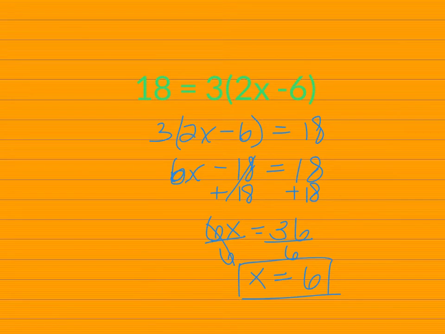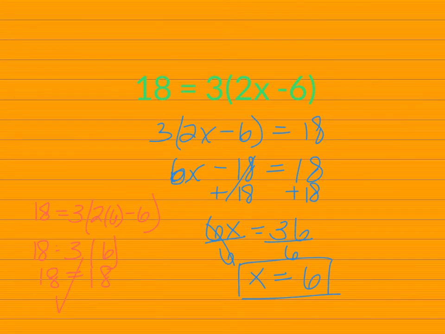Now keep in mind that if you solve and you're not sure if that's correct or not, go back and substitute that 6 in by checking. So I substitute the 6 in for the x. So 18 equals 3 times (12 minus 6). 12 minus 6 is 6. So 18 equals 3 times 6, which is 18. So it works. I know in the past we would plug it into the calculator and the calculator would tell us true or false. But this is what the calculator is doing for us.